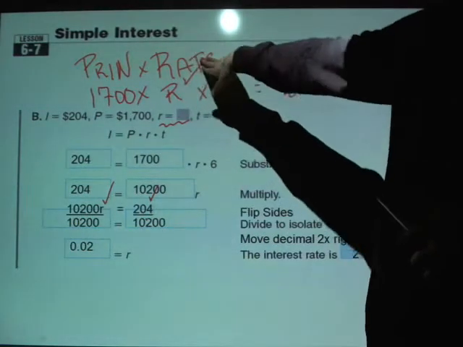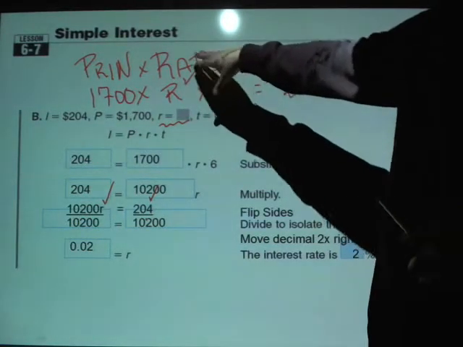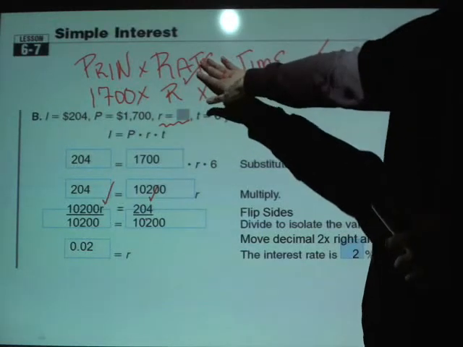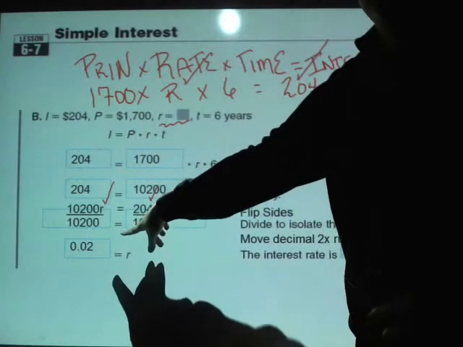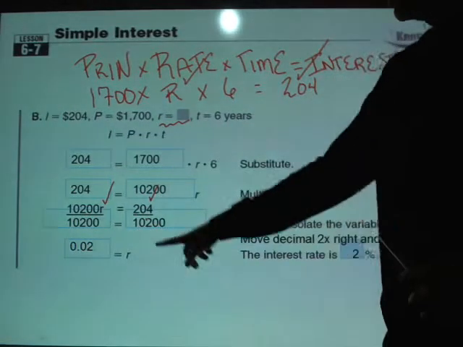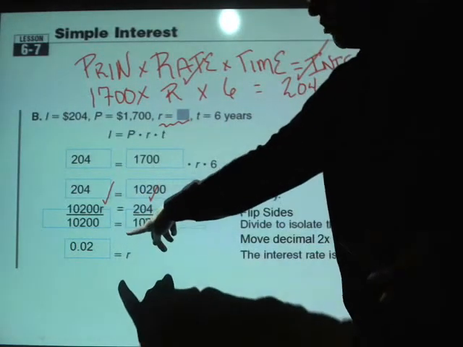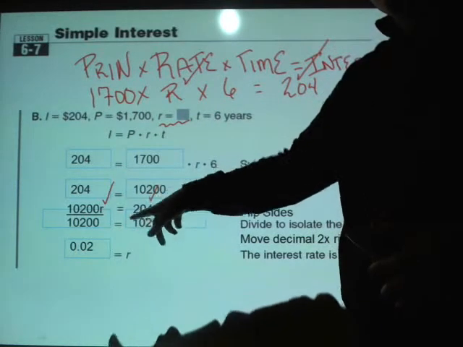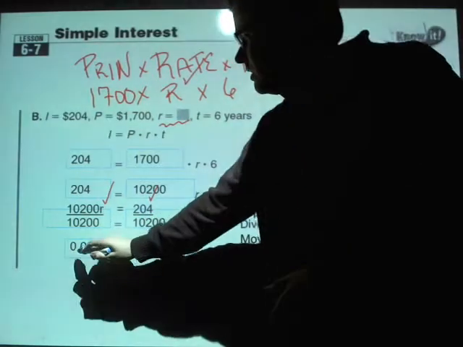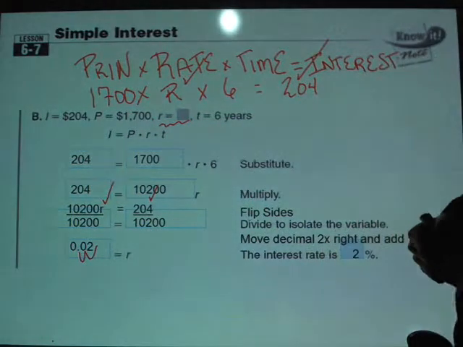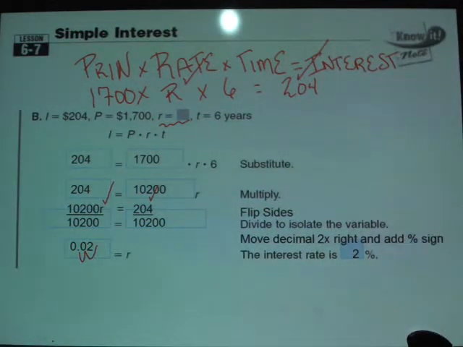All right, remember, R, as we talked about in the introduction, that's always a percentage. This answer here is not a percentage, that's just a number. So what you want to do now to finish is you want to change that to a percent. How do we move that to a percent? We move the decimal 2 times to the right and add a percent sign. So I go twice to the right and add a percent sign, and that's 2%.